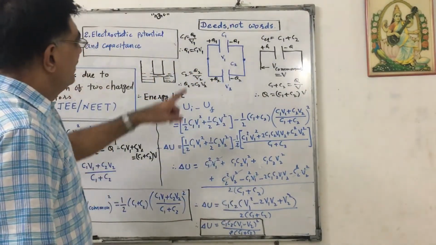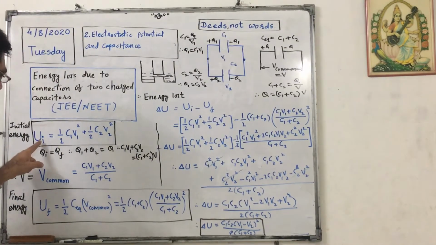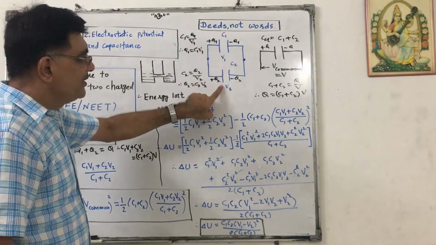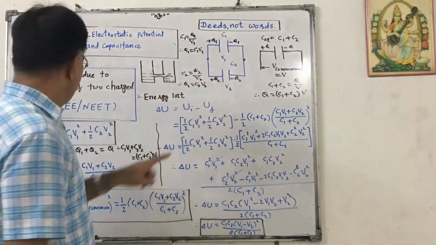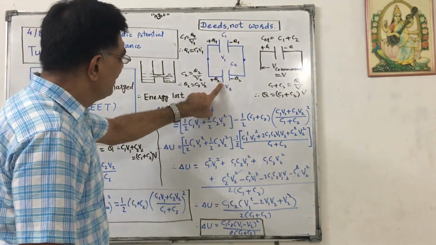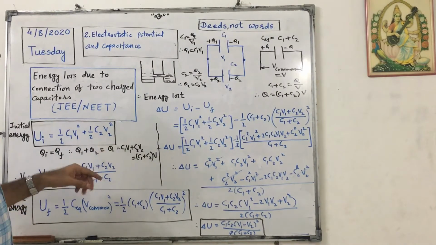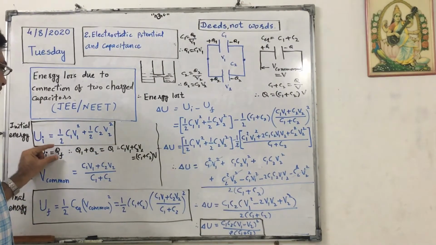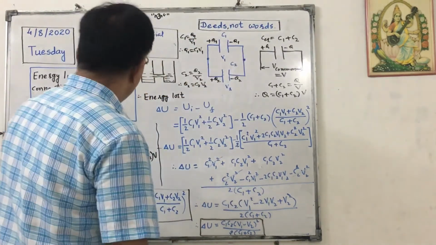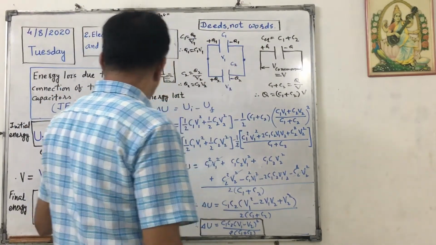Now for the initial condition, the initial energy U initial equals energy in this capacitor plus energy in this capacitor. Energy in this capacitor is 1 by 2 C1 V1 square. Energy in this capacitor is 1 by 2 C2 V2 square. Moreover, Q initial equals Q final. Initial total charge equals final charge. Q initial is Q1 plus Q2 and Q final is Q.